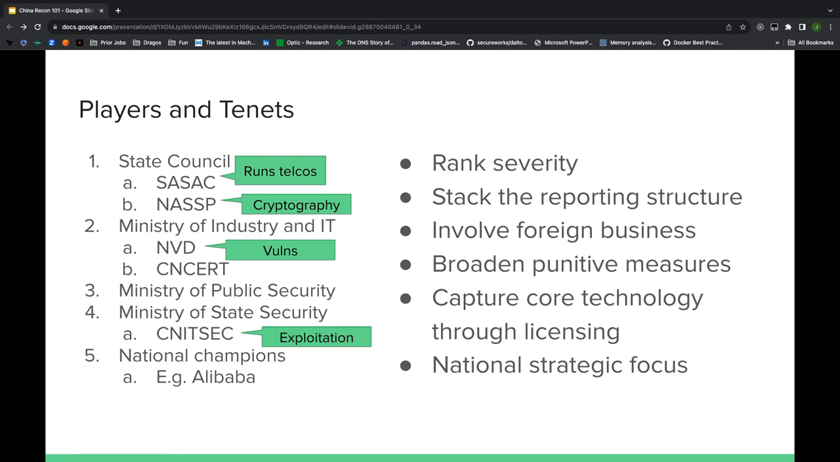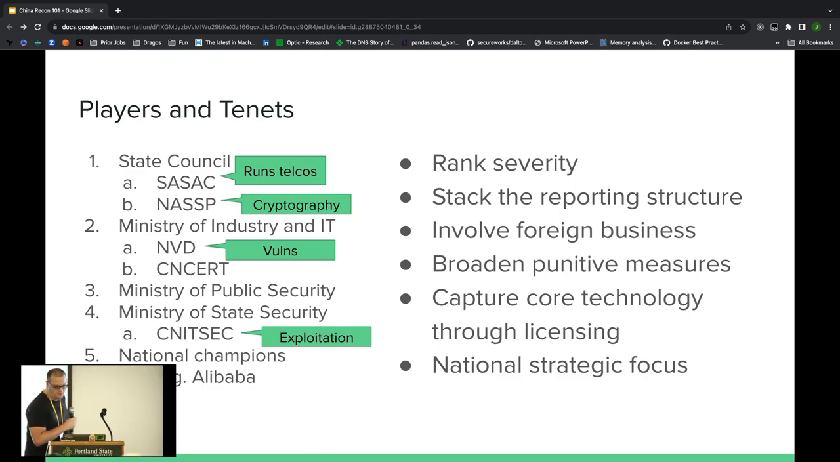They all have close relationships with the State Council of Telco, to use the example of Alibaba and the vulnerability disclosure. So what they really have at this point is all these players in the mix for a national strategic software exploitation program, which is relatively new, circa 2015.